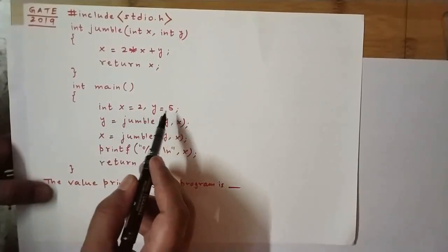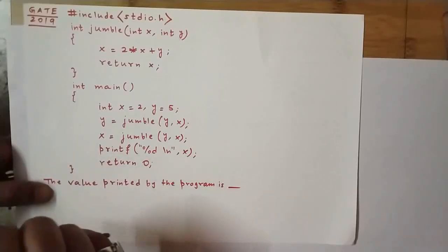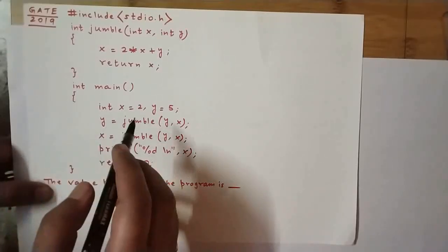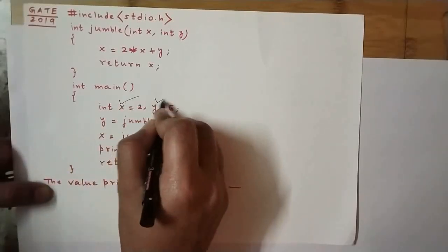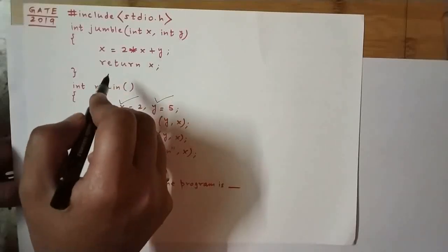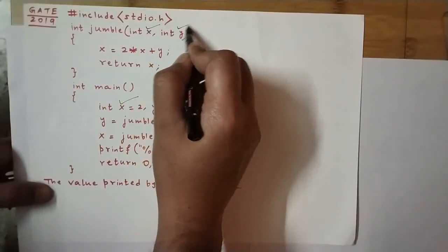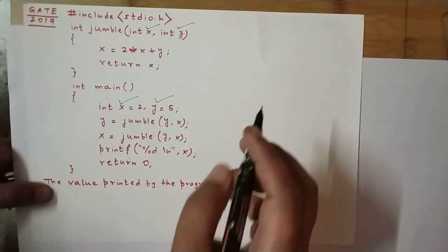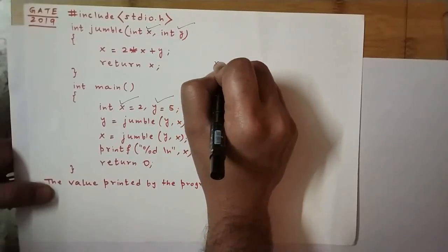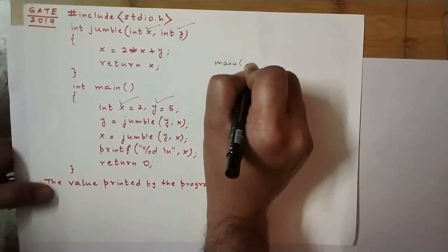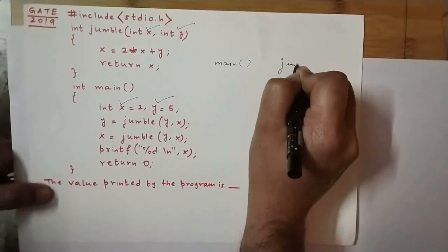Int x equal to 2, y equal to 5. Before I move on with the dry run of this piece of code, what you must observe here is the main method has two variables, x and y. This jumble method too has two variables with the same name, x and y. In order to avoid any confusion whatsoever, I'll have a column for my main and I'll have another column for my method jumble.